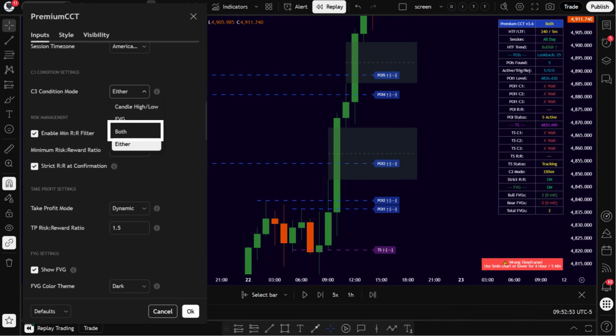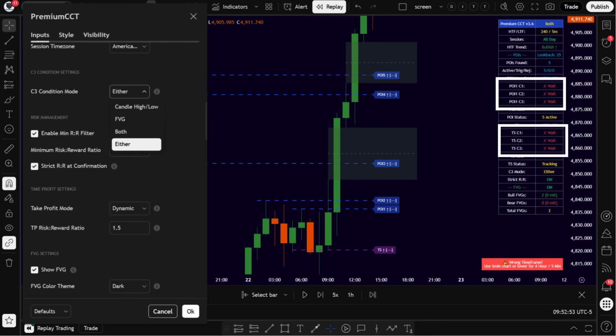The third mode is both mode, which is the conservative approach. It waits for both conditions to be met. You need the candle high or low condition and the FVG condition. This gives you the highest quality setups but fewer signals overall. The fourth mode is either mode, which is more aggressive. It triggers when either condition is met first, either the candle high-low or the FVG. This gives you more signals and lets you enter earlier.